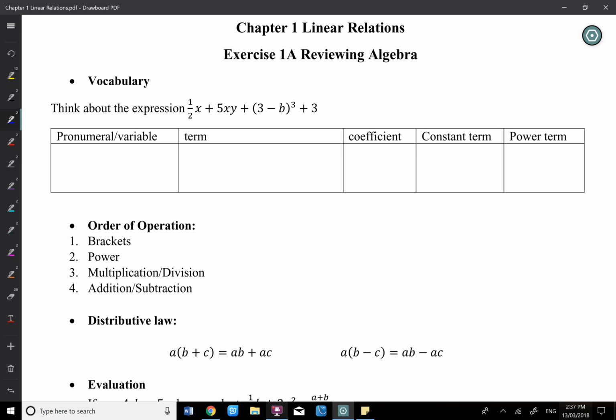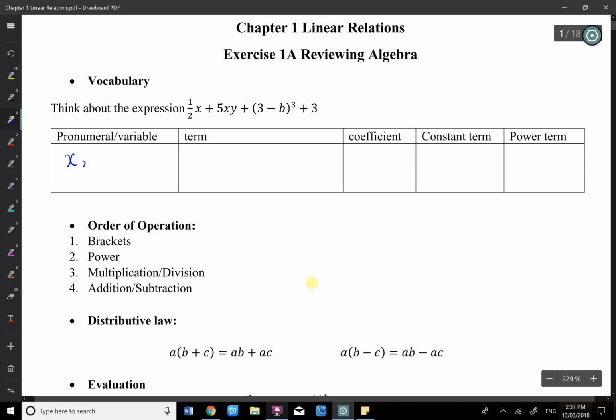There are a couple of things here. So polynomials or variables. What are the variables in this expression? Which is the thing that's not a number? We have x, y, and b. They are the variables, or called the polynomials.